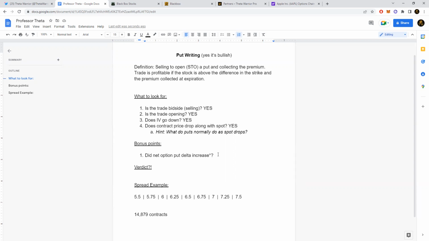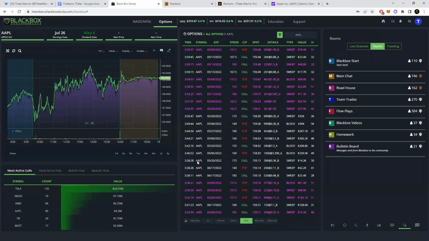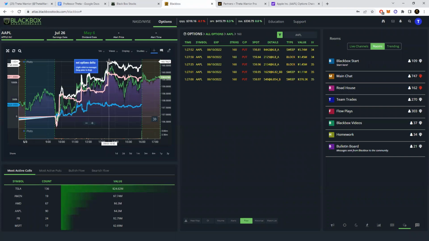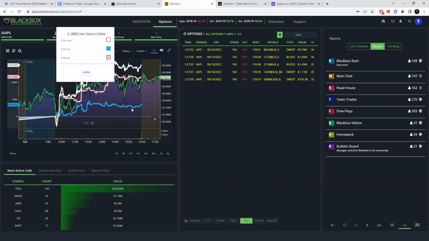Now, I'm going to make another video on exactly what this is and how to look for it later on. But this right here is a new study coming out from BlackBox. This is the flow we were just looking at on the software. And essentially, net option delta is just a calculation of all of the delta that is being sold and bought throughout the day. So in this indicator, we have the call delta in the blue, which we won't look at today because we're looking at puts. The pink delta, the put delta in the pink, and then your total in the white.